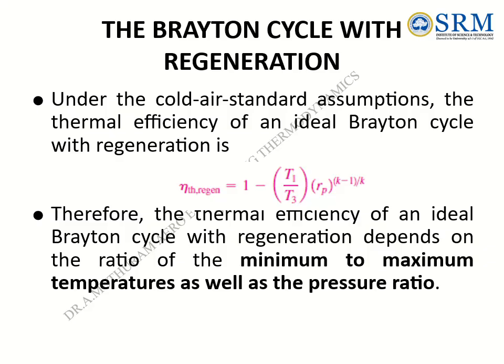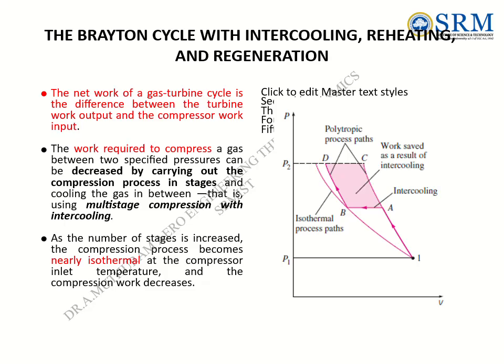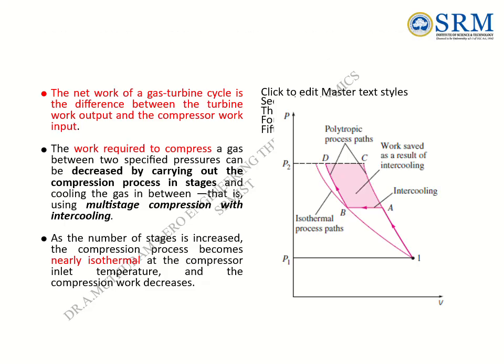Under the cold air standard assumptions, the thermal efficiency of an ideal Brayton cycle with regeneration is: Therefore, the thermal efficiency of an ideal Brayton cycle with regeneration depends on the ratio of the minimum to maximum temperatures as well as the pressure ratio. The net work of a gas turbine cycle is the difference between the turbine work output and the compressor work input.